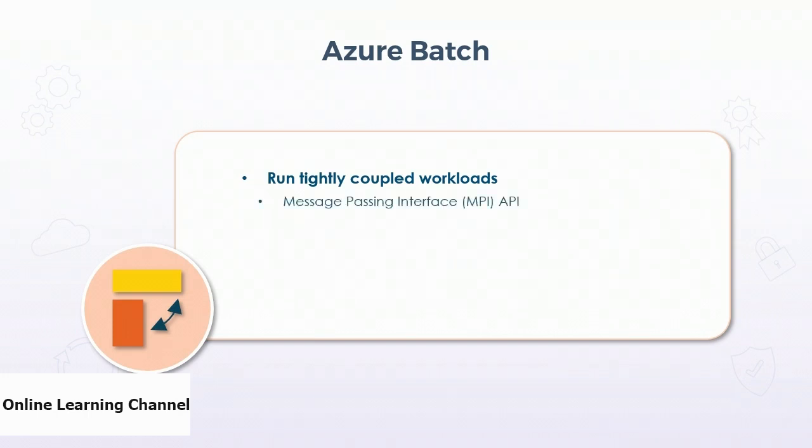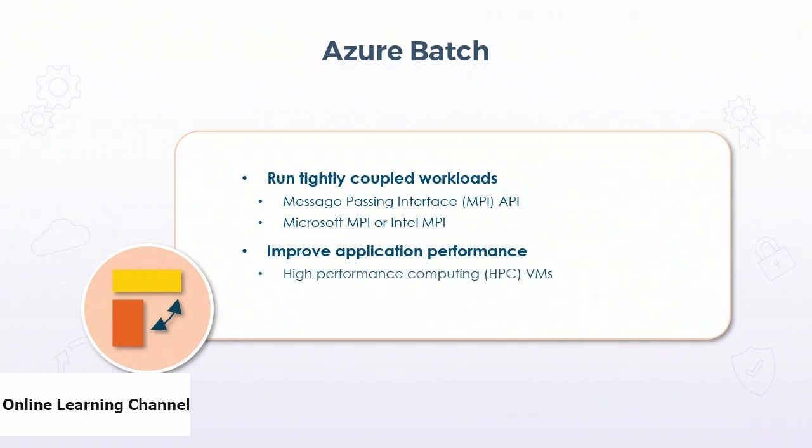Azure Batch contains message passing interface APIs, specifically designed for passing messages between tightly coupled workloads. You have your choice of either Microsoft or Intel MPI APIs. There are also options for improving application performance if this is a concern. You can choose to use high-performance computing or HPC virtual machines for your workloads. You can also choose to use virtual machines optimized for graphics processing units or GPUs. Over the years, GPUs have become very performant for graphics and gaming, so are useful when workloads such as real-time 3D processing require extremely efficient processing.